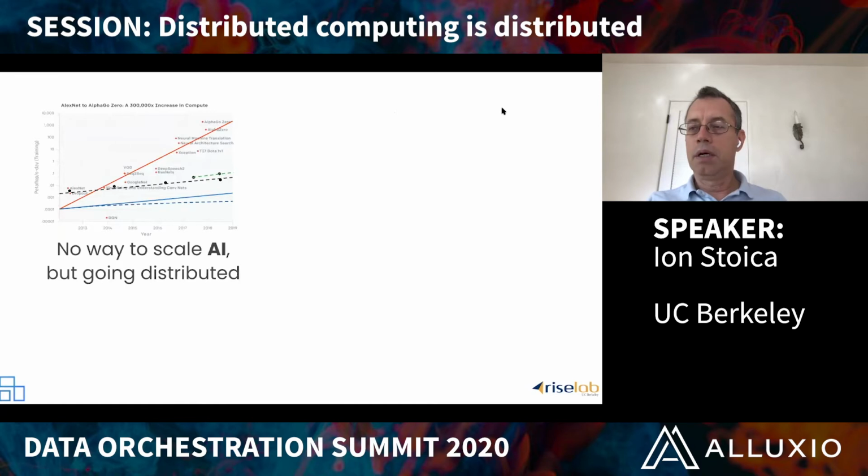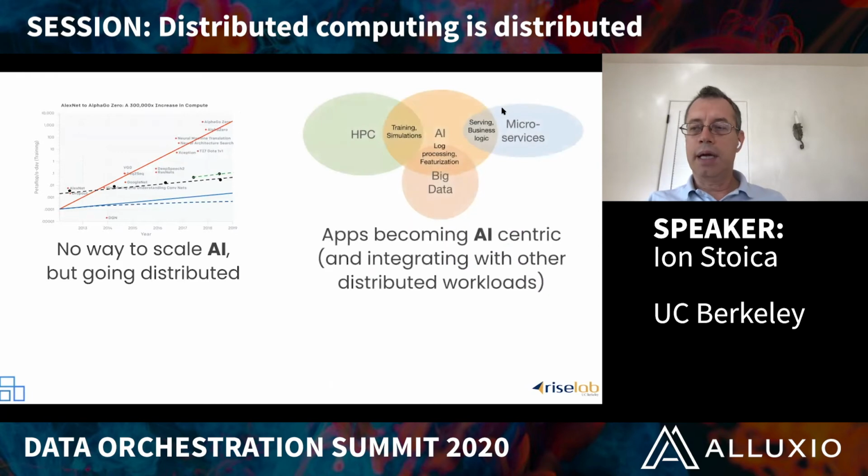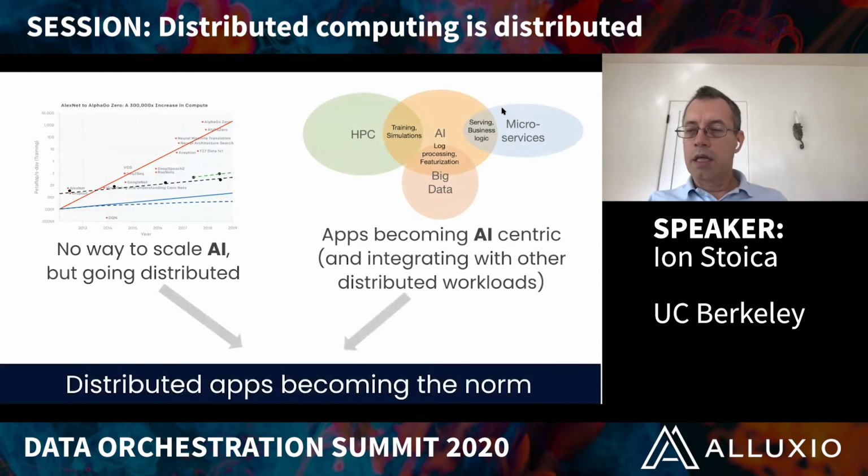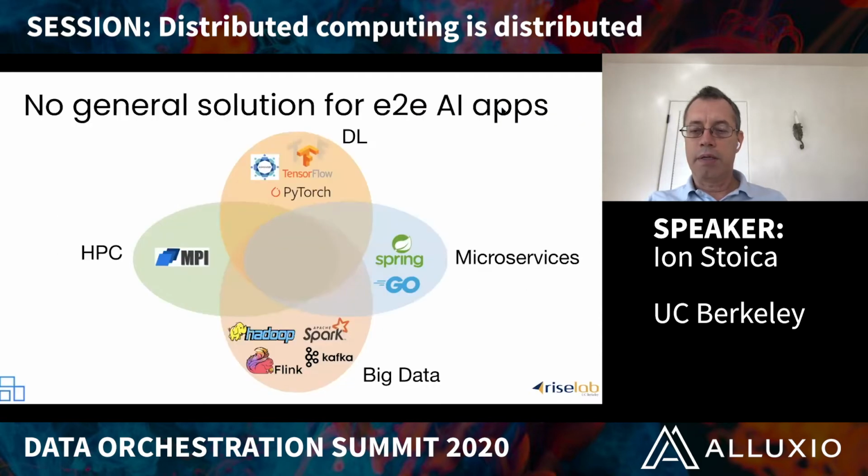In summary, on one hand, the demands of AI applications are growing much faster than the capabilities of a single processor or a single server. On the other hand, virtually every application is becoming AI-centric, and these applications are more and more integrating AI with other distributed workloads. As such, we believe that these trends together will soon make distributed applications the norm rather than the exception.